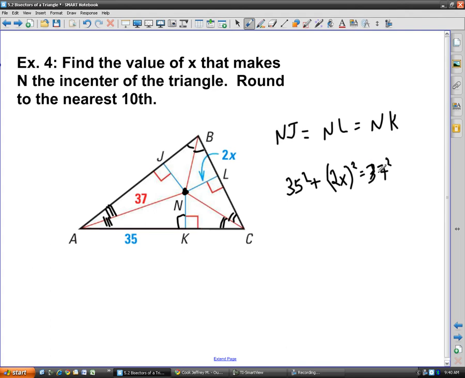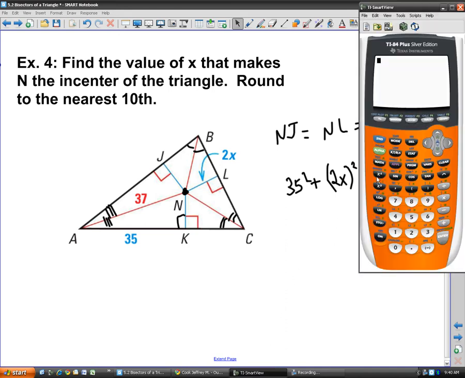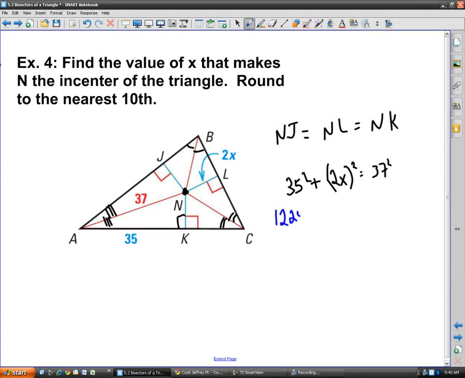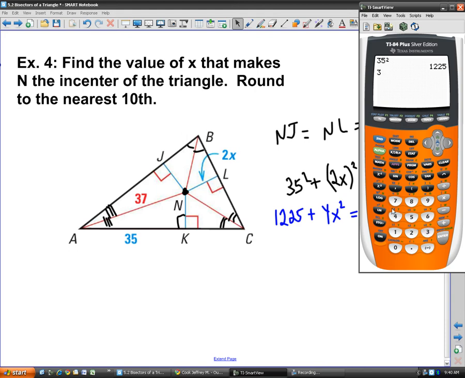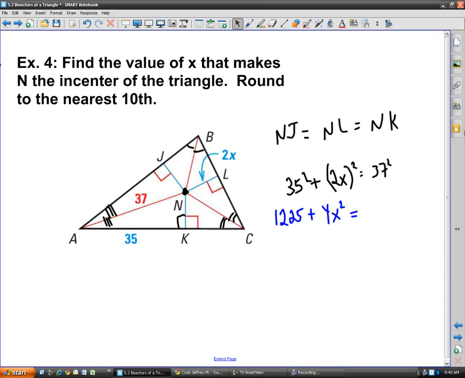37 squared. So now I've got to get out my calculator, because I don't know these off the top of my head. 35 squared is 1225. So 1225 plus, this becomes 4x squared. I square both terms. So 2 squared is 4, x squared is x squared, equals, and 37 squared I've got to find. 37 squared is 1369. So 1369. Whoa. Sorry about that. I don't know what's going on with my handwriting here today.